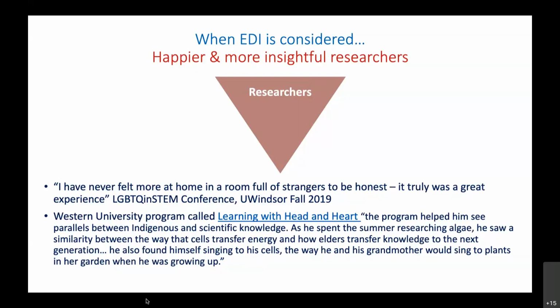This next quote, I thought this was a really cool initiative out of Western University, where Indigenous undergrad students were paired with faculty researchers for summer projects that aimed to marry academic research methods with Indigenous ways of knowing. This quote was about one of the students. "This program helped him see parallels between Indigenous and scientific knowledge. As he spent the summer researching algae, he saw a similarity between the way that cells transfer energy and how elders transfer knowledge to the next generation. He also found himself singing to his cells the way he and his grandmother would sing to plants in her garden when he was growing up." I just think about the potential innovation and new insights that a student who's had this experience could bring forward into a research career, and what society in general would be missing out on if that person was excluded from moving forward in a research career.